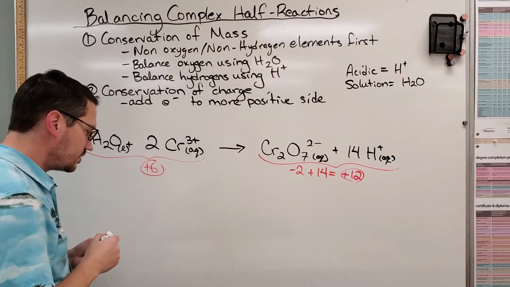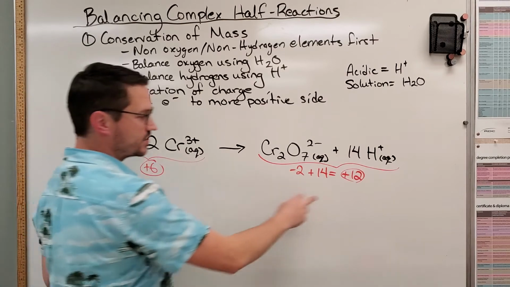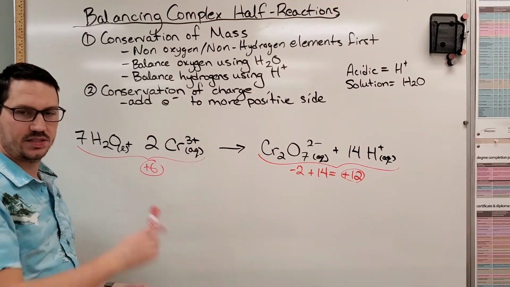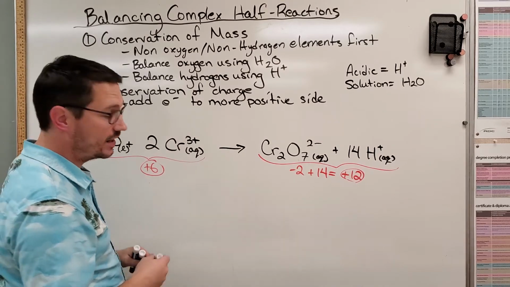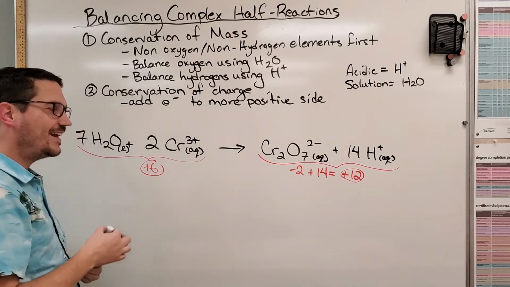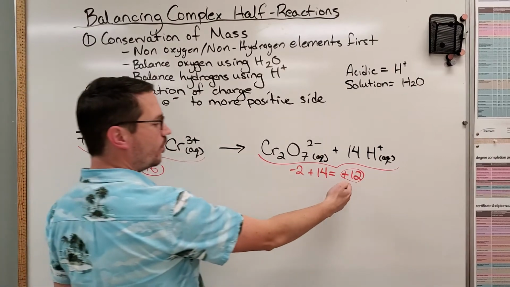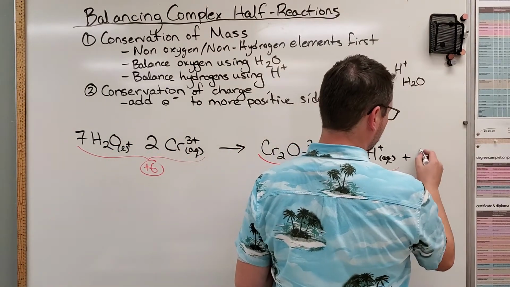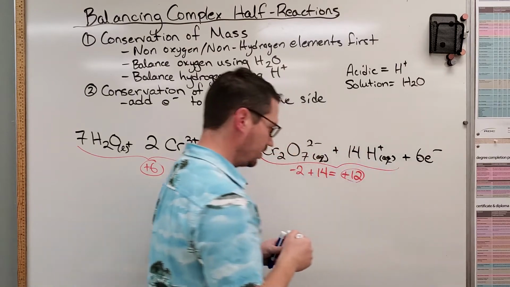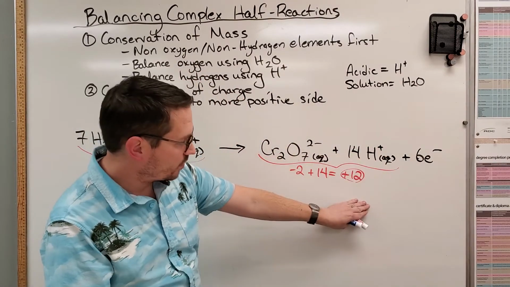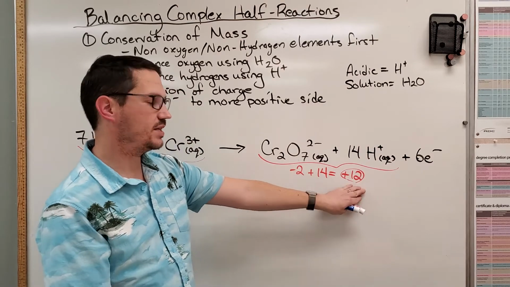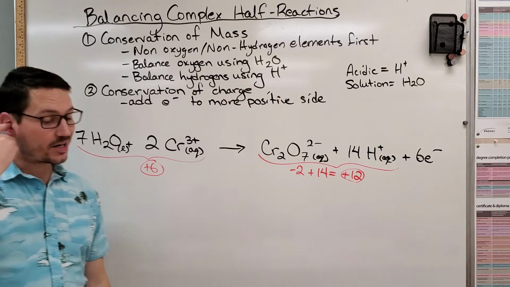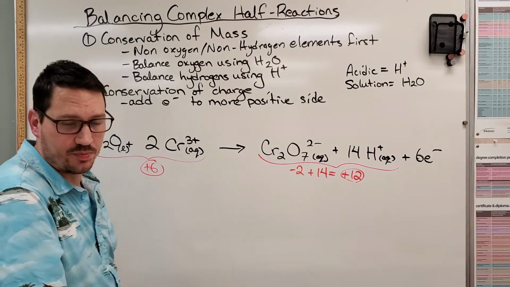So positive 6 versus positive 12. Positive 12 minus positive 6, the difference between them is 6 electrons. So I need to add 6 electrons to the more positive side. So I'm going to add 6 electrons. That brings my total charge on that side down to plus 6, and now they're the same. So that half reaction is balanced.